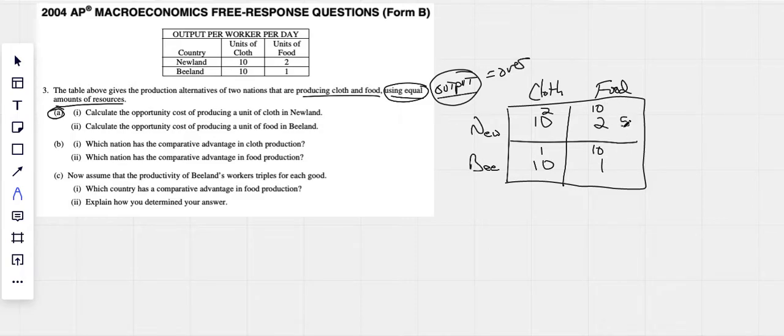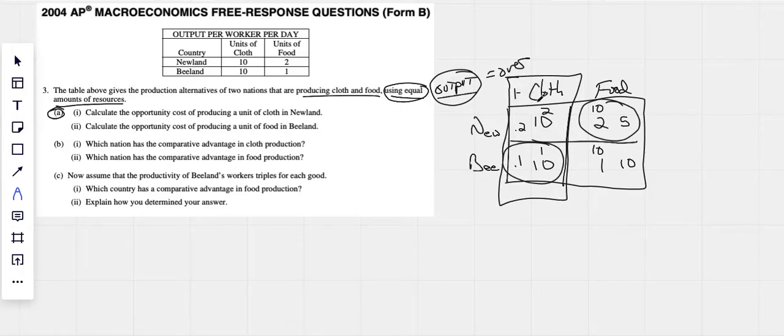2 goes into 10 is 5, 1 into 10 is 10. We know that Newland should do food. 2 into 10 is 0.2, 10 into 1 is 0.1. Obviously, Beeland should do cloth. We're looking in those columns and finding who has the lowest opportunity cost.